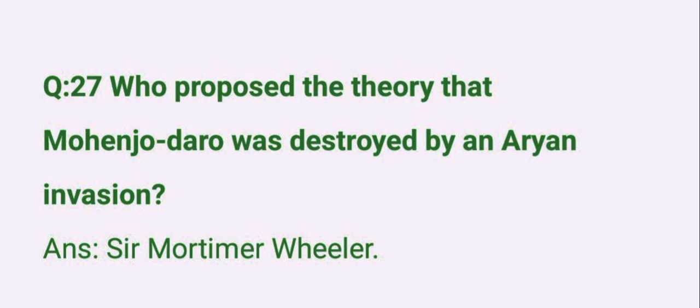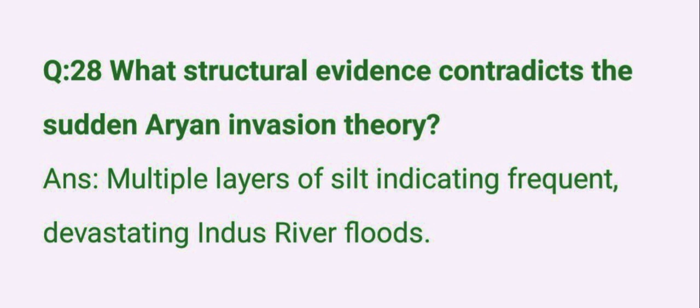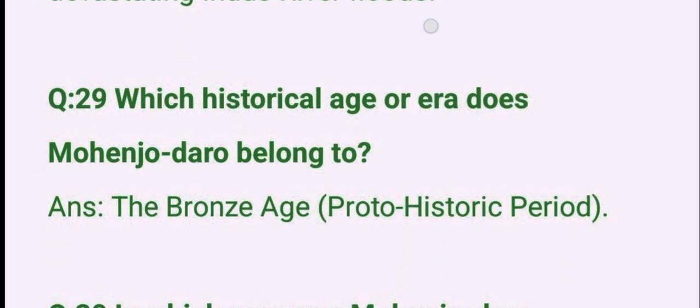Who proposed the theory that Mohenjo-daro was destroyed by an Aryan invasion? Answer is Sir Mortimer Wheeler. What structural evidence contradicts the sudden Aryan invasion theory? Multiple layers of silt indicating frequent, devastating Indus River floods.